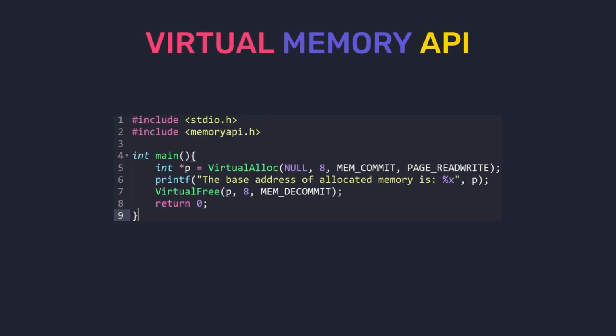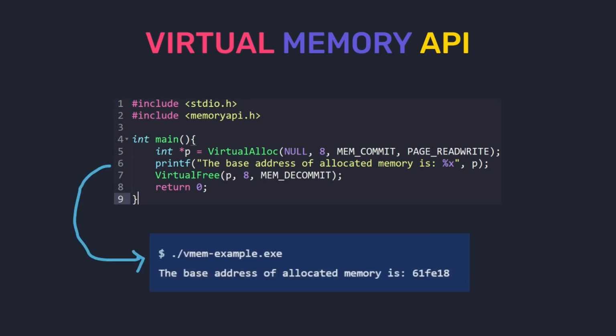So here's some example code that uses VirtualAlloc to allocate memory. As you can see, the first argument is set to null, which means that the memory manager will decide where to allocate the page. The size is set to 8, and the nearest multiple of 4096 is 4096. So the size of the allocated memory region will be 4 kilobytes. The allocation type is MEM_COMMIT, and the protection is set to read-write, so you will be able to both read and write data from this page. If you execute this code, it will print the base address of the allocated virtual memory region.